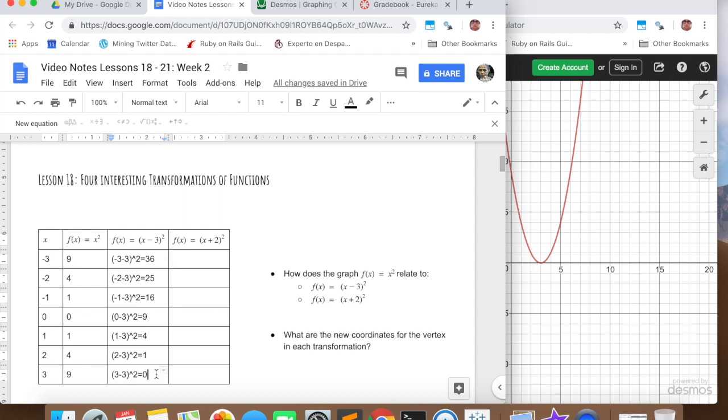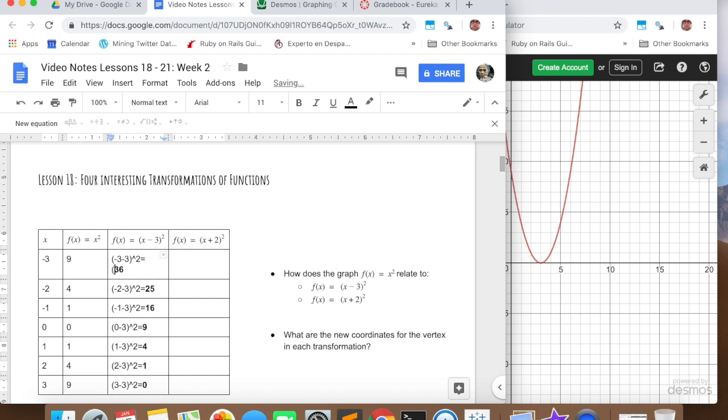All right, so you should have filled out already this table with your own values. And one of the questions was, what are the new coordinates for the vertex in each transformation? And so the new coordinates for the vertex in here, we see that when x is 3, y is 0, and that is the lowest point. Anything after that, then y is just going to continue to increase again.